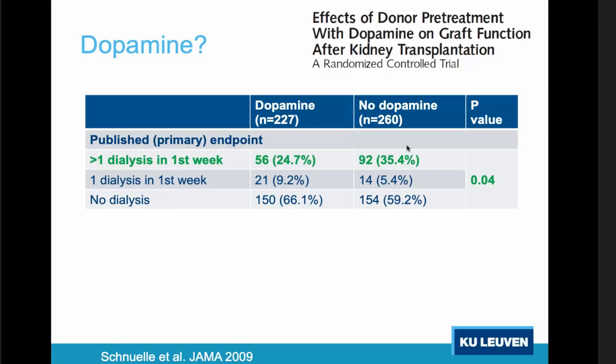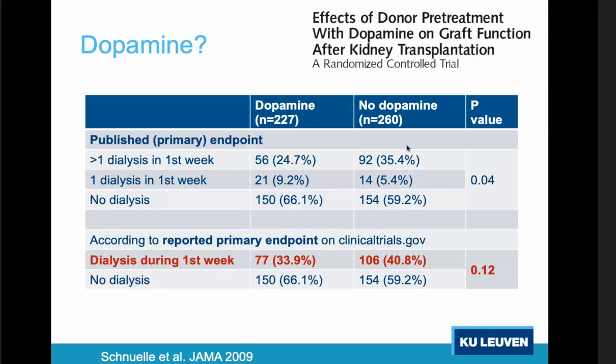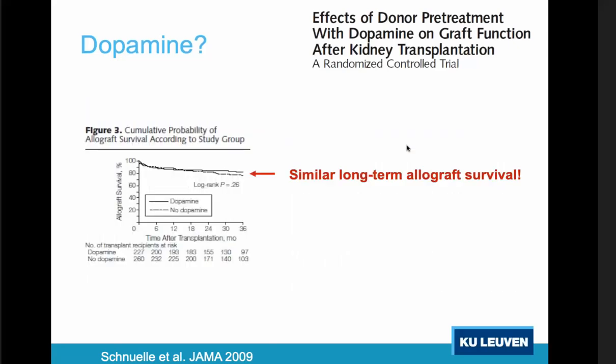So more than one dialysis in the first week was less prevalent in the dopamine group. However, one could question whether this is a clinically relevant benefit, because when we look at just dialysis during the first week after transplantation, which was, by the way, the reported primary endpoint on clinicaltrials.gov, this endpoint was not statistically different between the two groups. And even more importantly, when we look at long-term allograft survival, there was no difference at all between the dopamine and the non-dopamine treated group in the RCT.